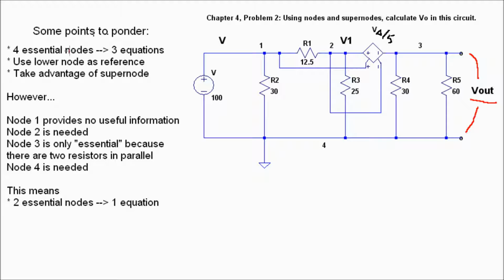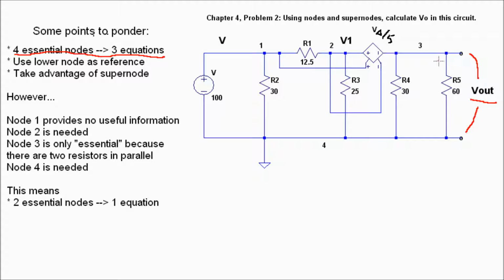However, with 4 essential nodes, that means we're going to have 3 equations. However, we'll notice here that there's a power supply across this resistor right here, which makes this little branch over here kind of useless in determining anything, because really all it's going to have is 100 volts across this 30 ohm resistor, and that's it. That's going to be a fixed value. It's not going to tell us much of anything.